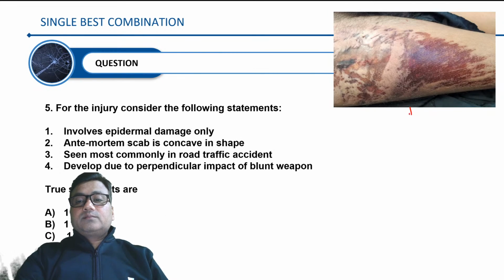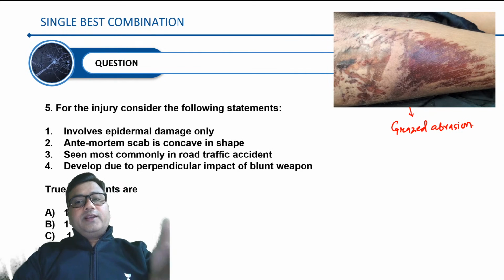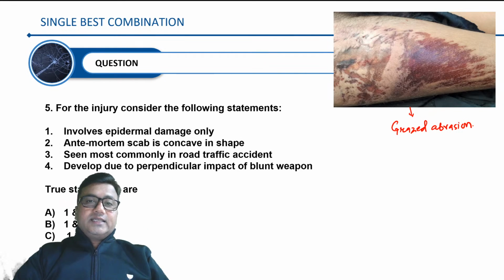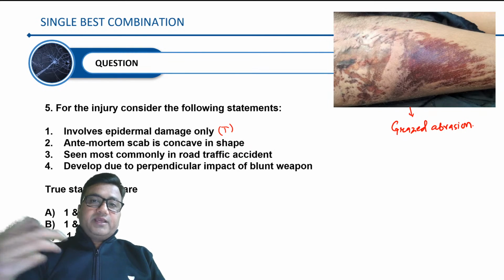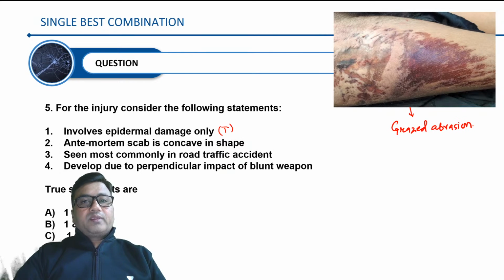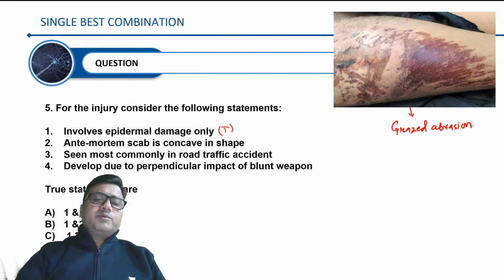The injury here is a grazed abrasion. Now that looking at the picture we have understood that the injury is a grazed abrasion, we can come back to the question and see what kind of statements are given around it. The statement is, it involves epidermal damage only, which is a true statement, because in grazes or abrasions actually only epidermal shedding happens. Sometimes the true dermis also gets involved, but primarily it is an epidermal injury.